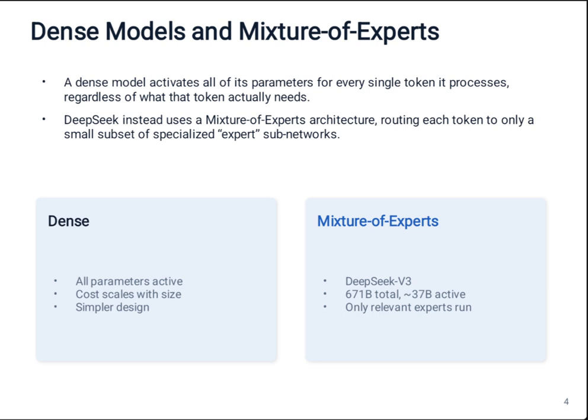Dense: all parameters active, cost scales with size, simpler design. Mixture of experts: DeepSeek version 3, 671B total, roughly 37B active. Only relevant experts run.